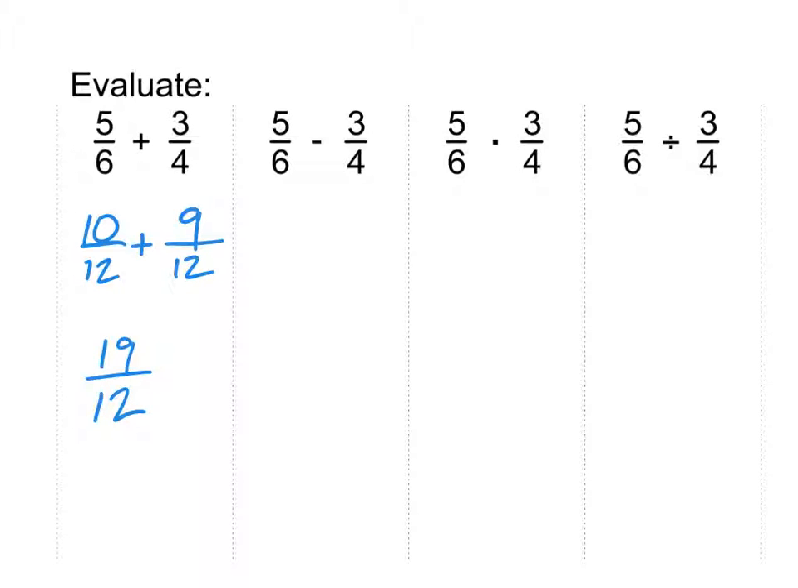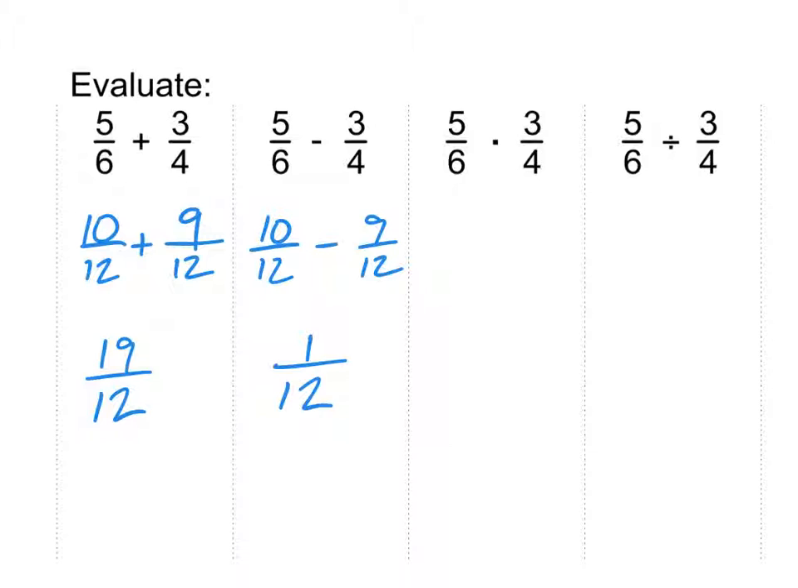All right, the next one. It's going to be very similar. Notice it's subtraction, and so I need a common denominator. Well, that's going to end up being the same basic setup then. The only difference is that I'm going to be subtracting on the top instead of adding. And so 10 minus 9 gives me a 1. And we need a common denominator because it stays the same. So 1/12 for that one.